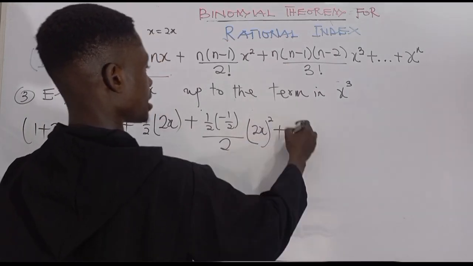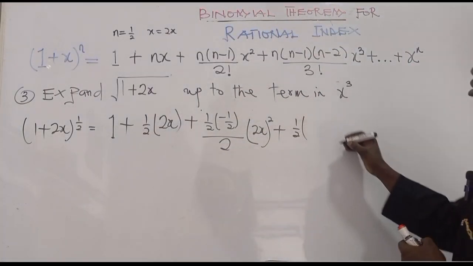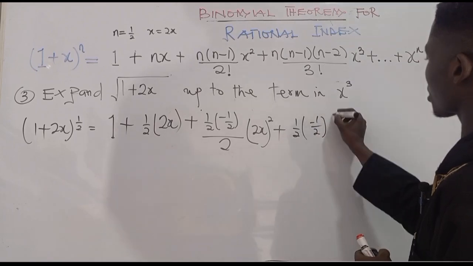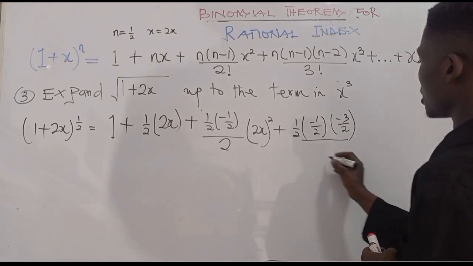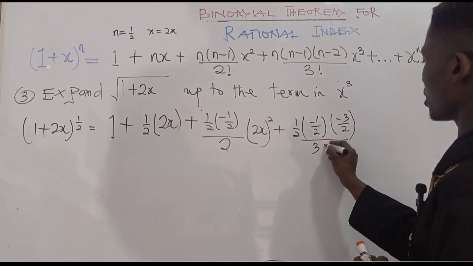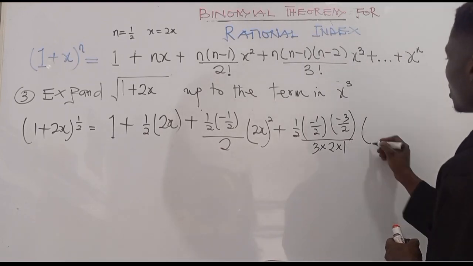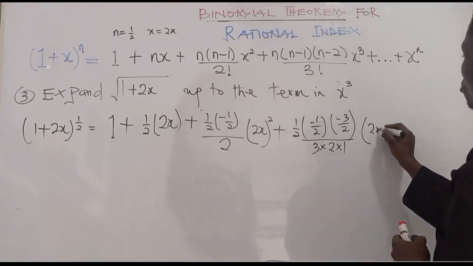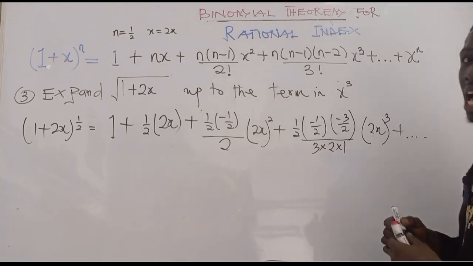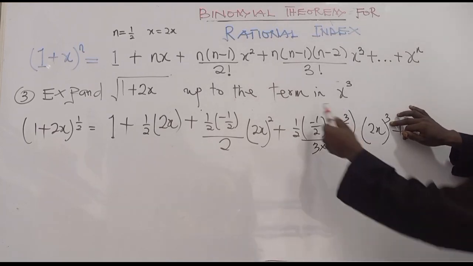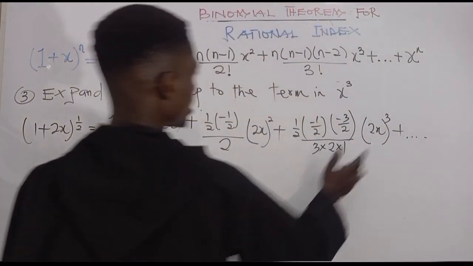And then we have our n is half. Half minus 1 will give us what? Minus half. Half minus 2 gives us minus 3 over 2. And then we have 3 factorial, which is the same as 3 times 2 times half. And then we have 2x raised to the power what? 3. And so on. We have to expand up to the term in x power 3. And this term will give us x power 3. So we end at this very part.